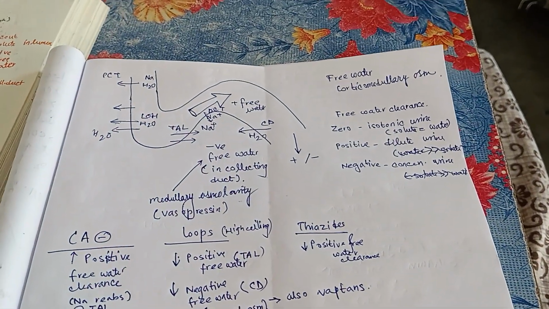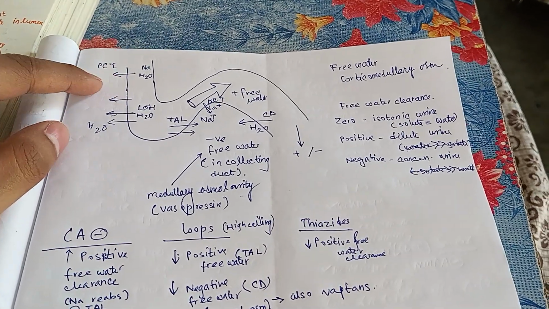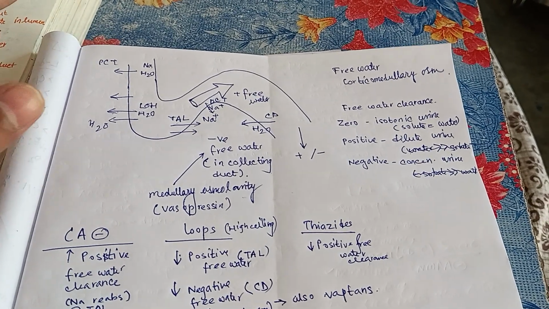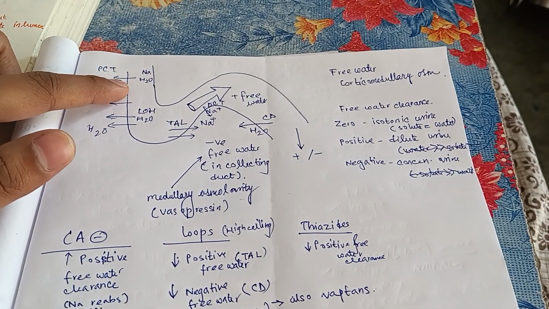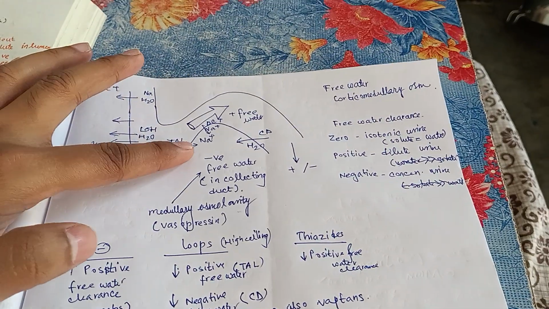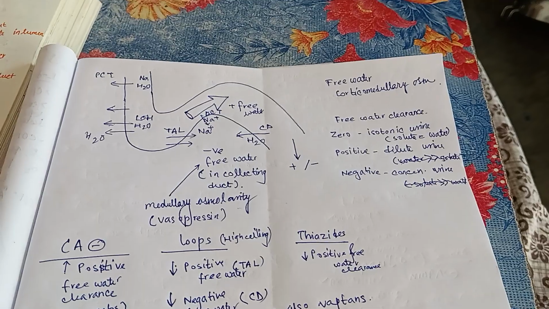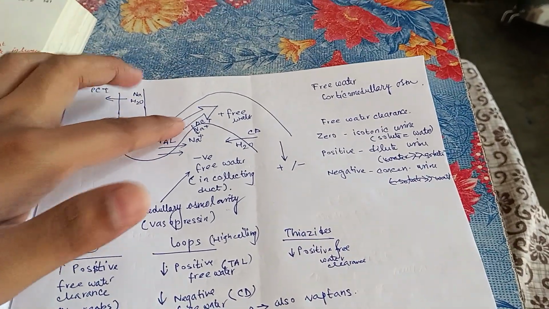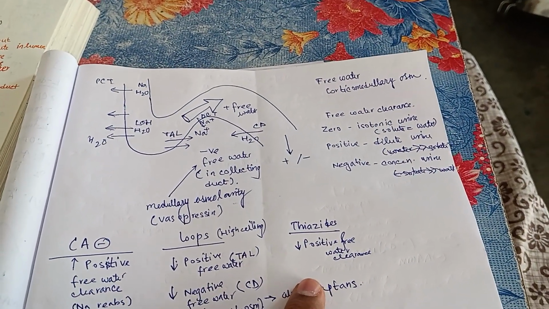So we have to understand that in the PCT, sodium and water are reabsorbed. In case of carbonic anhydrase inhibitors, this reabsorption is stopped, so sodium and water will be getting excreted. It comes this way, and in the thick ascending loop this remaining sodium will get absorbed irrespective of the water, because the thick ascending loop is impermeable to water. So only water will remain, and that will go out as the positive free water clearance. So the only drug that increases positive free water clearance is carbonic anhydrase inhibitors.